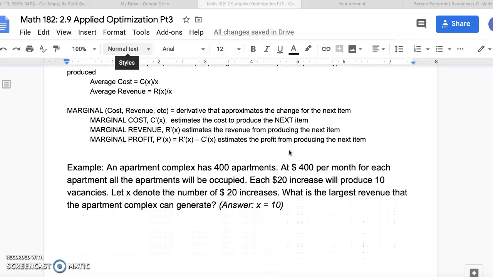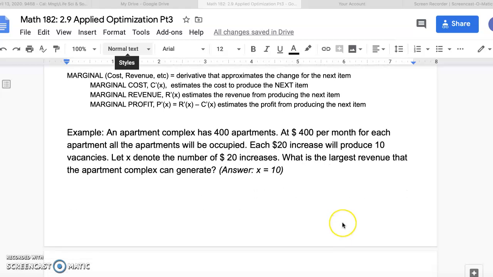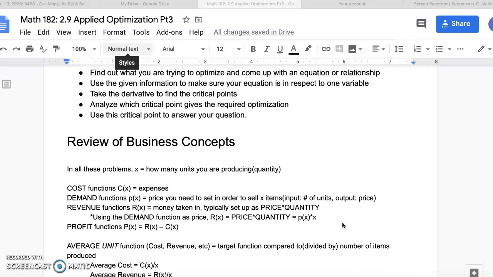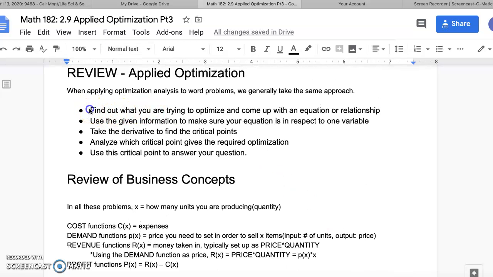Let's take a look at this first example. An apartment complex has 400 apartments. At $400 per month for each apartment, all the apartments will be occupied. Each $20 increase will produce 10 vacancies. Let X denote the number of $20 increases. What is the largest revenue that the apartment complex can generate? And we can see that the answer is supposed to be 10. So let's attack this problem using these bullets. So copy and paste this.